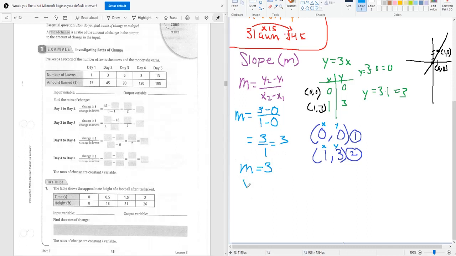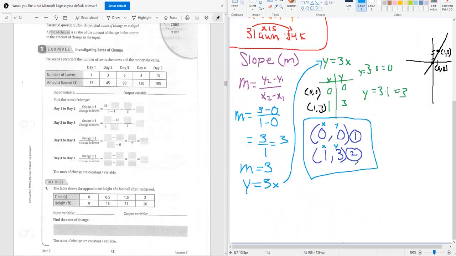So I can write this as y is equal to 3x. Well, what do you know? I'm back to here. So this is now creating an equation just based off two ordered pairs. This is all you need to create an equation. You don't need anything more than that.